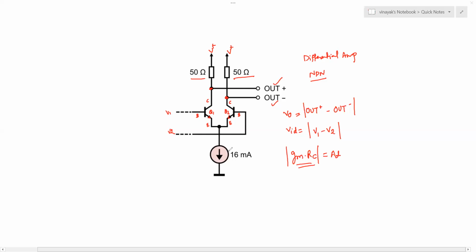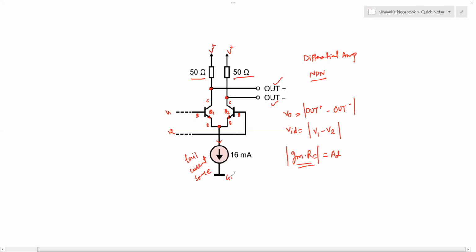Now you have this tail current source. This is called the tail current source, which provides bias to the differential amplifier. There is a common emitter terminal of the two transistors, from which this current flows out as shown by the direction.